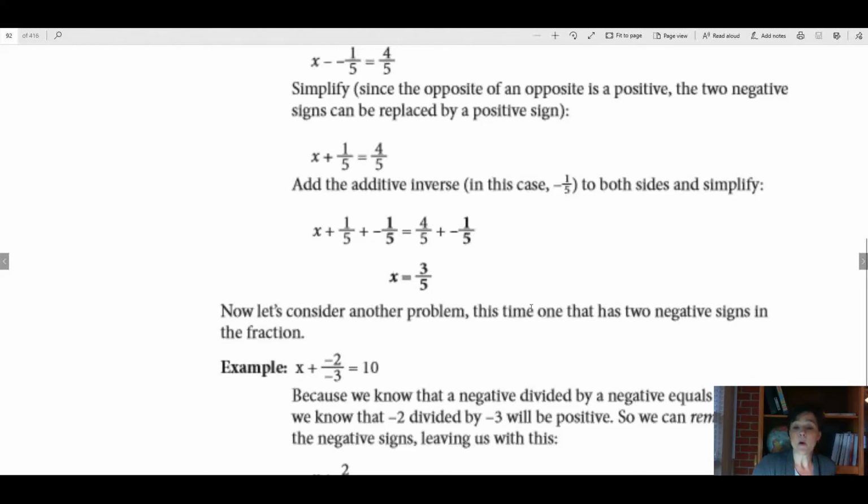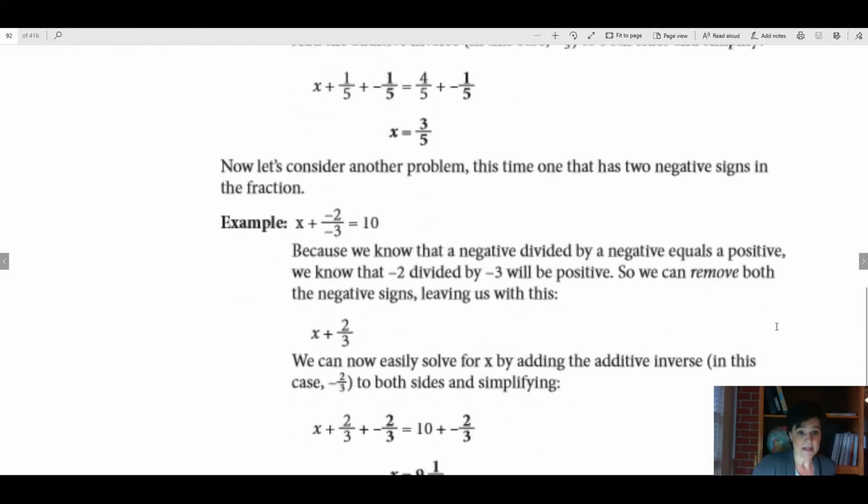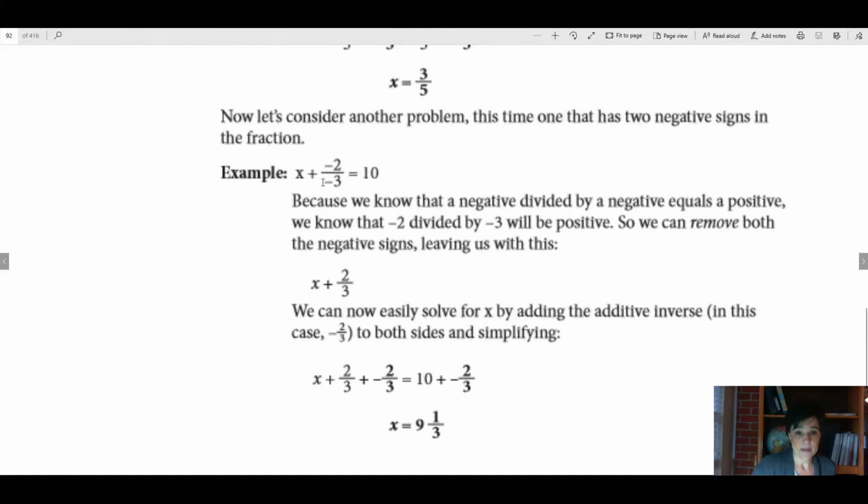Now let's consider another problem, this time one that has two negative signs in the front, like this one here. Because we know that a negative divided by a negative equals a positive, we know that negative 2 divided by negative 3 will be a positive. So we can remove both of those signs, leaving us with just this. Now we can easily solve for x by adding the additive inverse, in this case, negative 2/3, to both sides, and then simplifying.